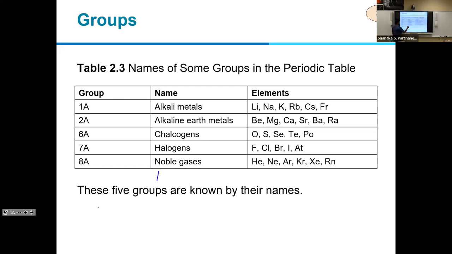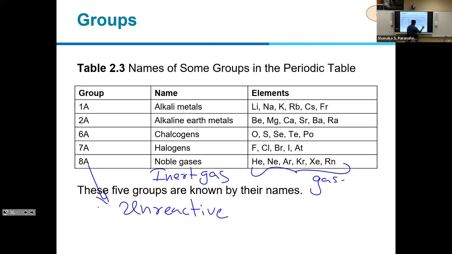Some people call these inert gases. Group 8A has unreactive elements. That's actually called inert gas, unreactive. So we rarely find group 8A elements in compounds. Group 8A elements are going to stay as a gas. So that's what's called noble gas or inert gas. These are gases.